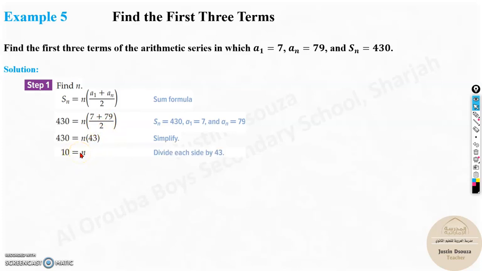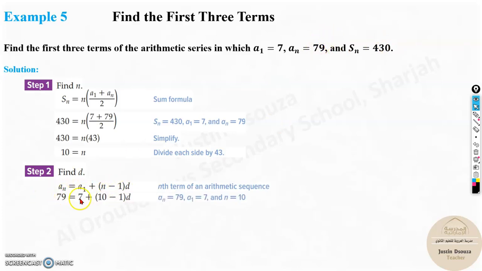What next? Now you can use the an formula and solve. See, an equals a1 plus n minus 1 d. All you're doing is substituting. an is 79, a1 is 7, n we just found out is 10, minus 1 times d. You can just solve this directly. 9 times d over here, this goes to the other side. 79 minus 7 is 72. 72 divided by 9 is 8, my bad. 9 eights are 72. So that's it, we get the d value.